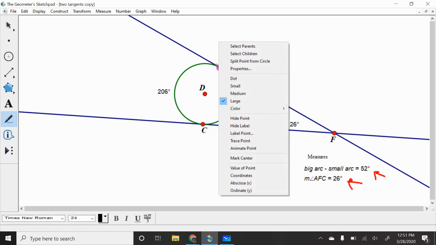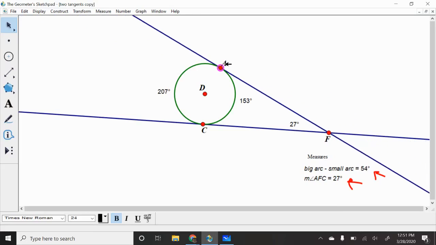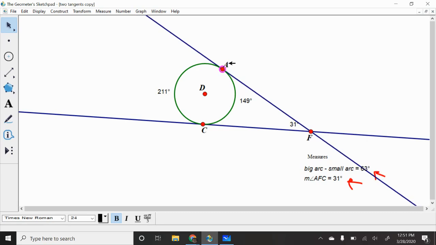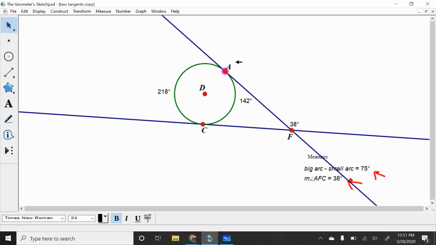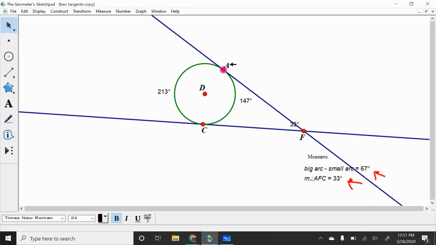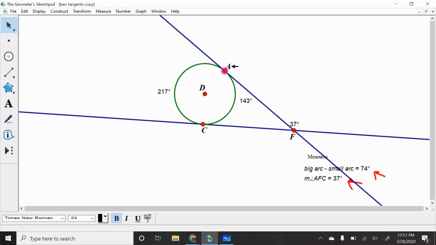So watch those numbers. As I move this thing around, as you can see, as the difference between the big arc and the little arc changes, the angle on the outside, angle F, is half of the difference. Okay, I want to move this in here so you guys don't get confused.